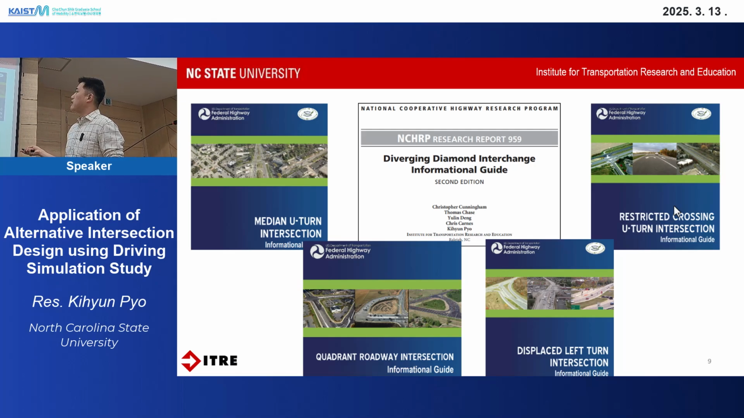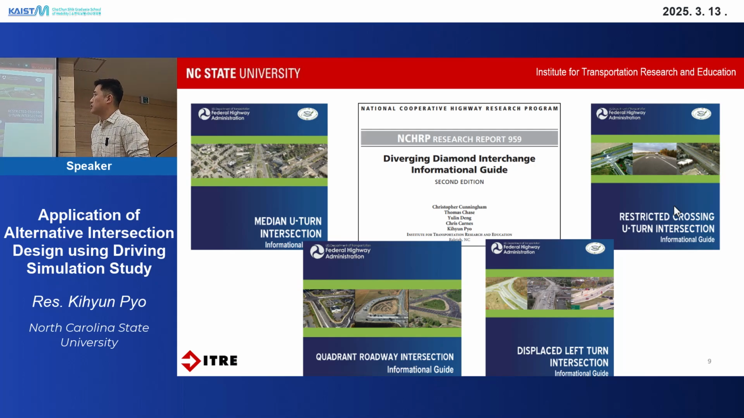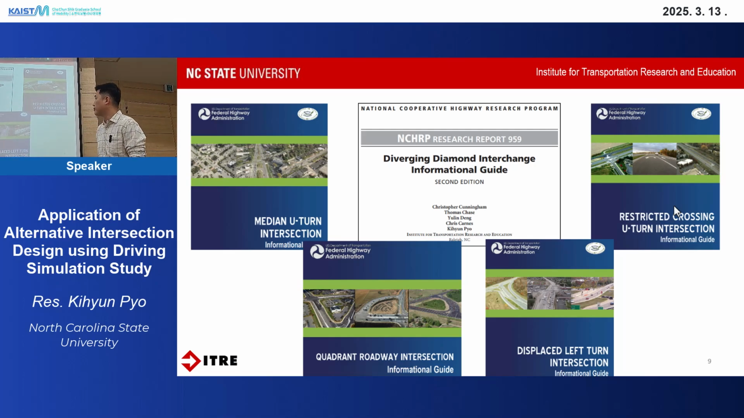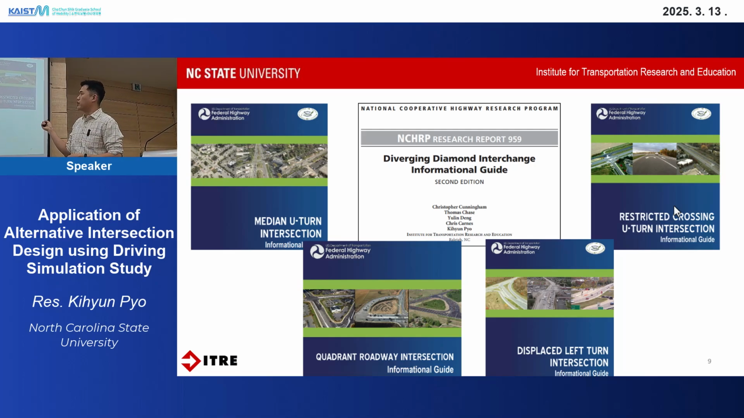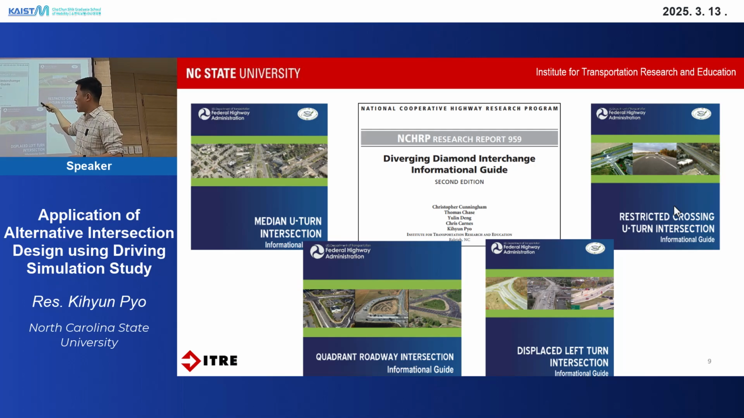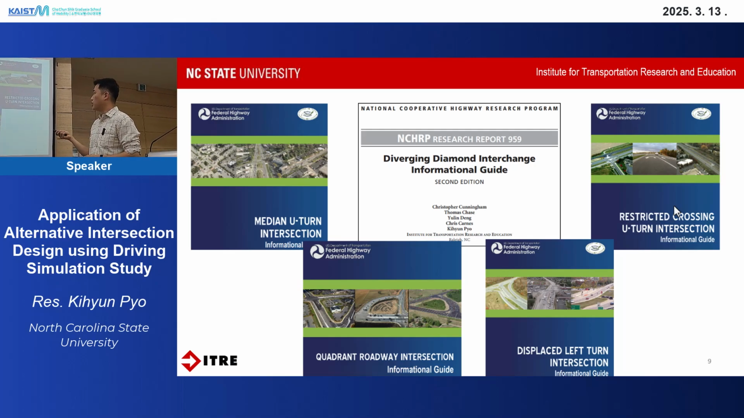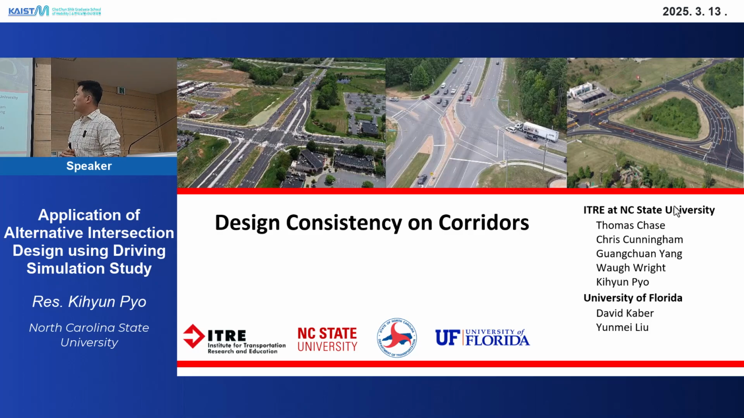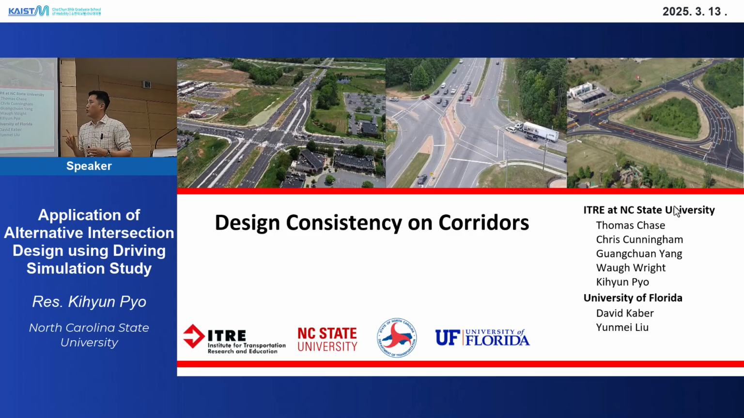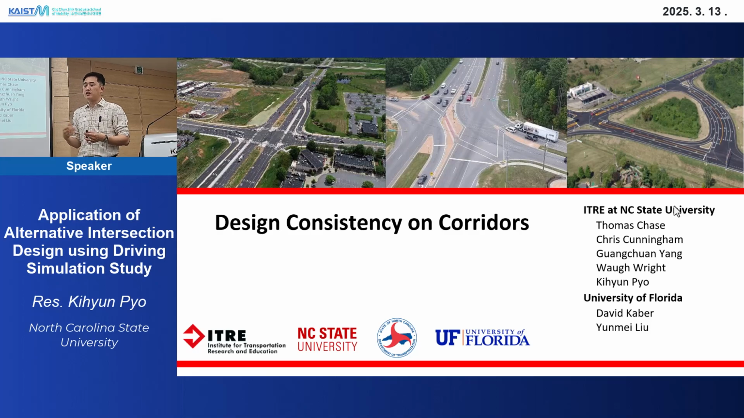FHWA, the Federal Highway Administration, published manuals and guidance for each intersection type like this. Four years ago, the NC State research team participated in the DDI, Diverging Diamond guidance, the second one. I will explain one project from NCDOT.